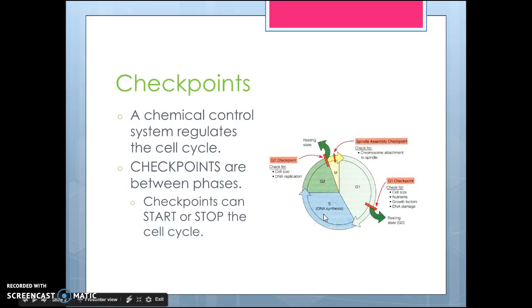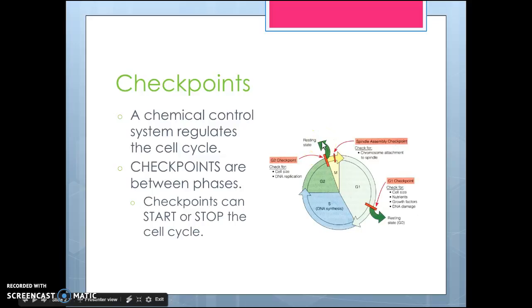There's actually a checkpoint in S phase that you can't see on this particular image, and that checkpoint is going to make sure that the DNA was copied or replicated correctly. Then you have a G2 checkpoint that occurs at the end of G2, or the end of interphase. It's going to check again to make sure that the cell size is large enough and that the DNA has been copied correctly. If everything looks correct, then that cell will go ahead and divide through mitosis, which is prophase, metaphase, anaphase, and telophase. If things are not correct, then it'll be directed to a resting state.